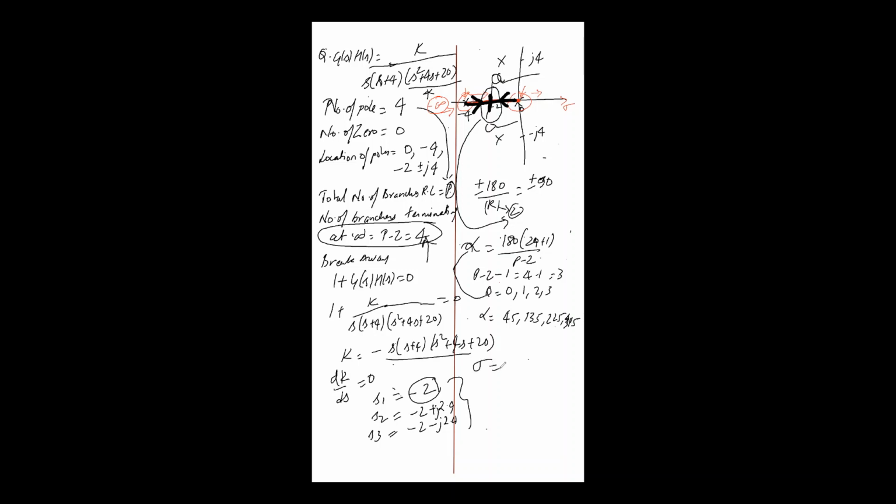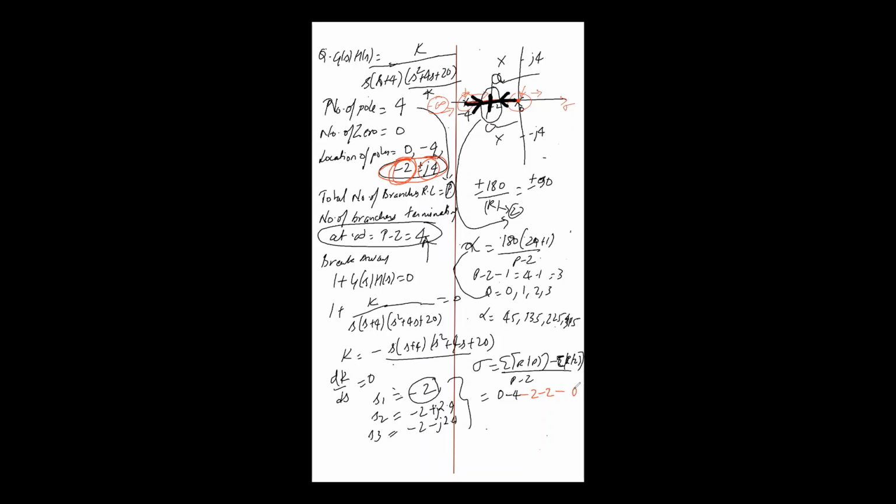How to calculate the centroid? Summation of real parts of poles minus summation of real parts of zeros, upon P minus Z. Now see here the real part. This is my location of 2 poles. The real part of the pole is only minus 2. This is my imaginary part. So I will consider minus 2 two times because there are 2 poles. This is how we will calculate the summation of real parts of poles minus real parts of zeros.